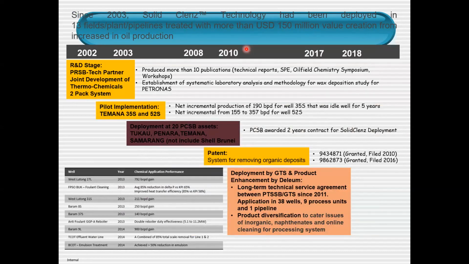And these are basically the evolvement from 2002 up to 2018. What I have explained to you, we diversified from solid cleanse, NSI, RSD. So we evolved, and these are basically the candidates that we have been treating. These are all the well names: West Lutong, Baram, antifoulant for the surface, Baram again, Bicot. So many treatments using our in-house technology we have deployed into the field.